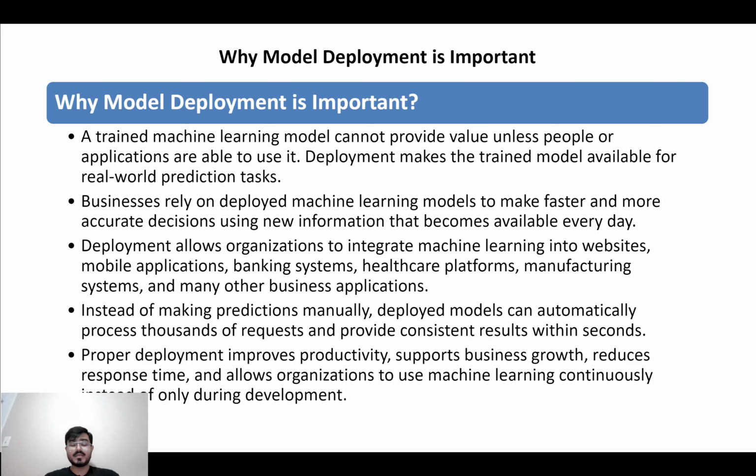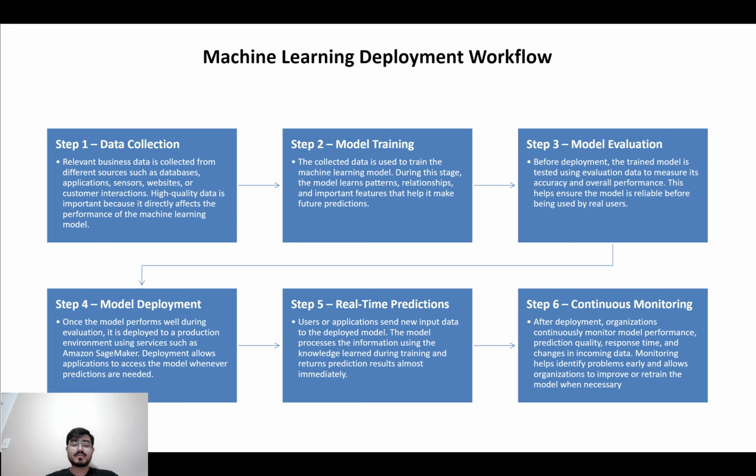Instead of employees making every decision manually, a deployed model can process thousands of prediction requests automatically within a few seconds. This saves time, improves accuracy, and allows businesses to serve many customers at the same time. This is why deployment is considered one of the most valuable stages of the entire machine learning lifecycle. So let's move to the next slide.